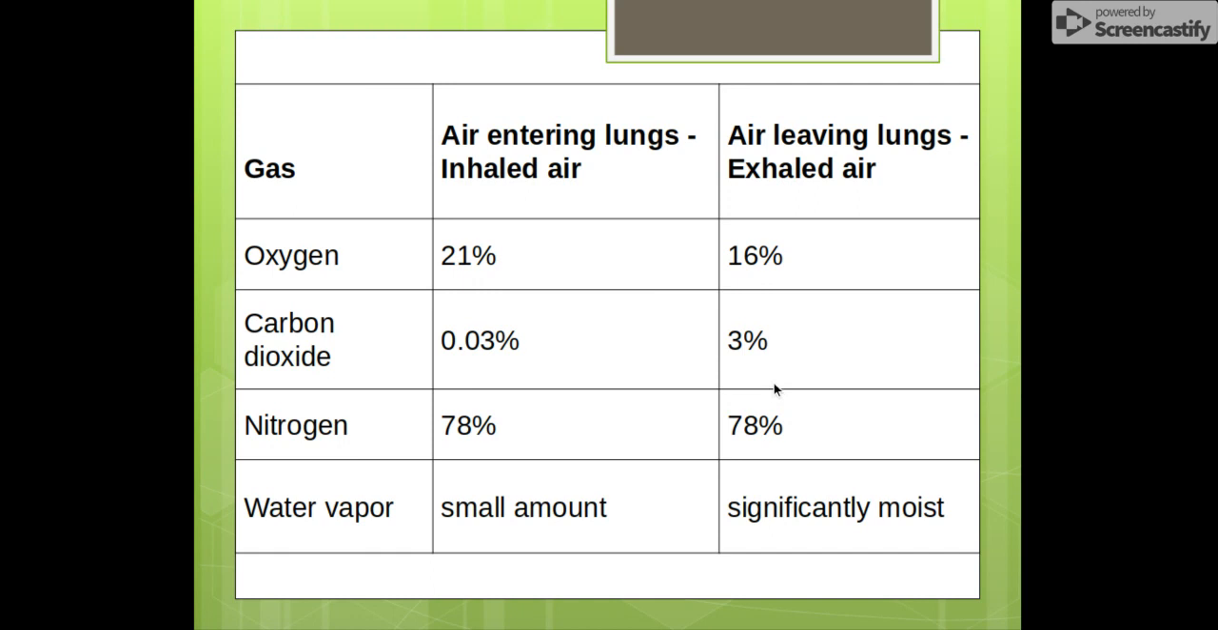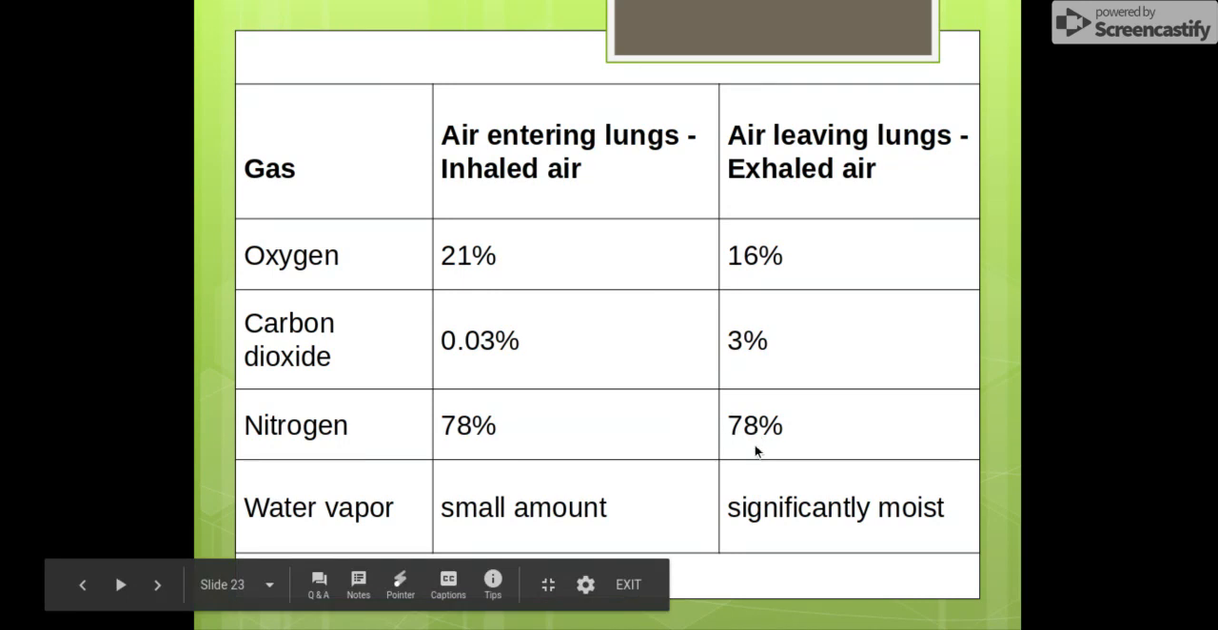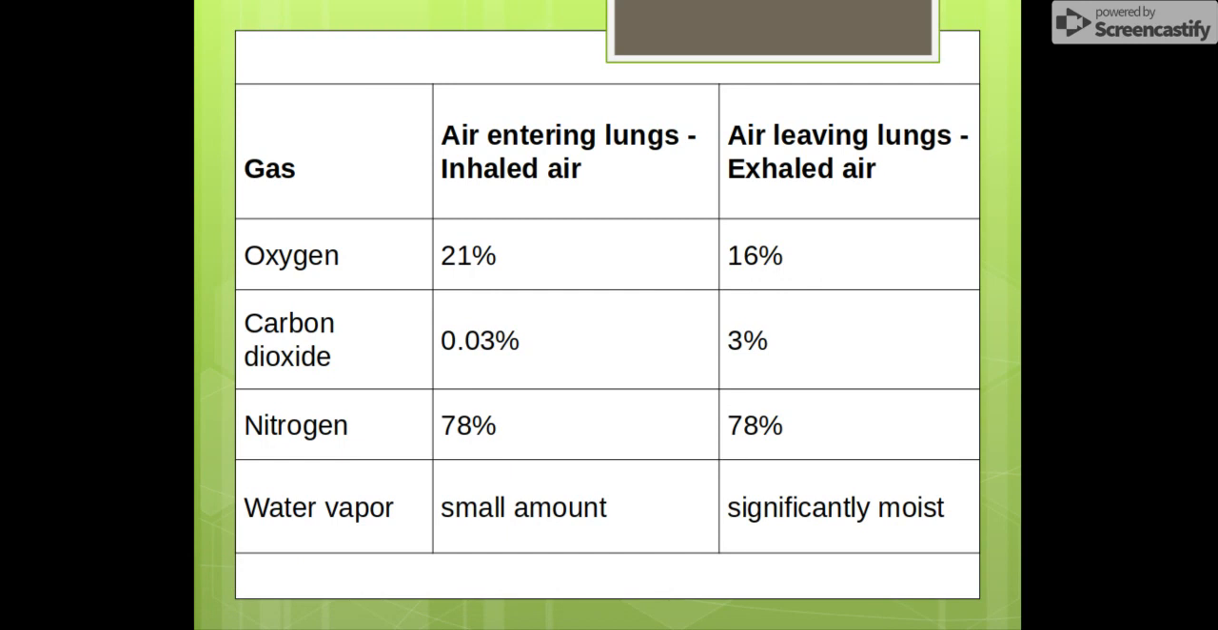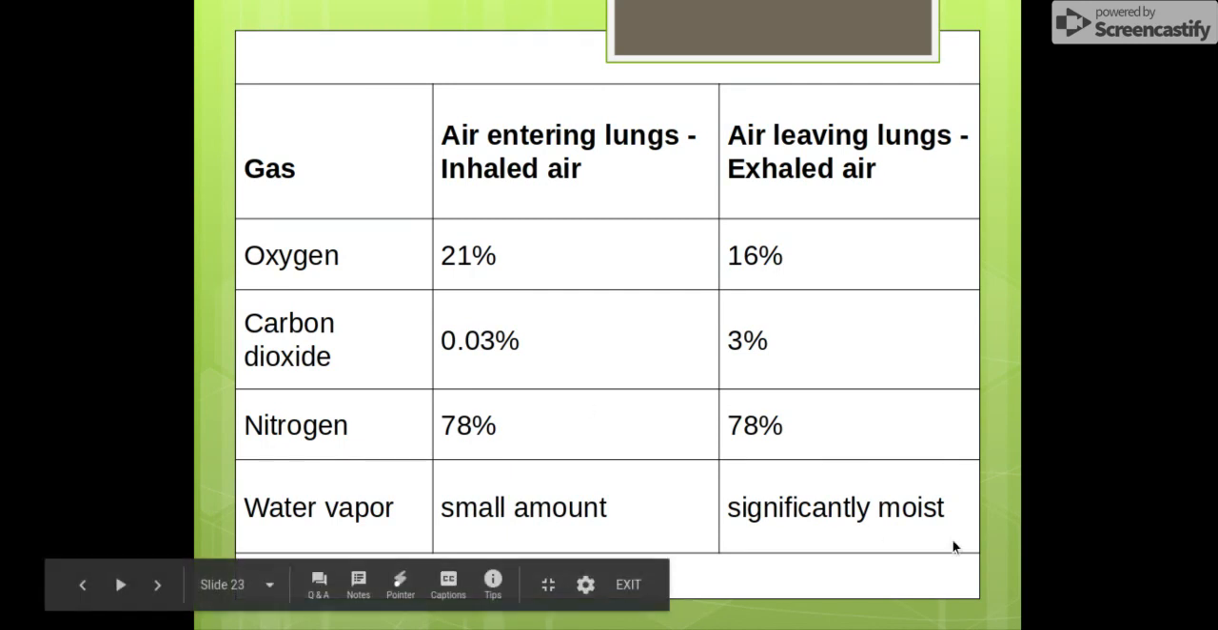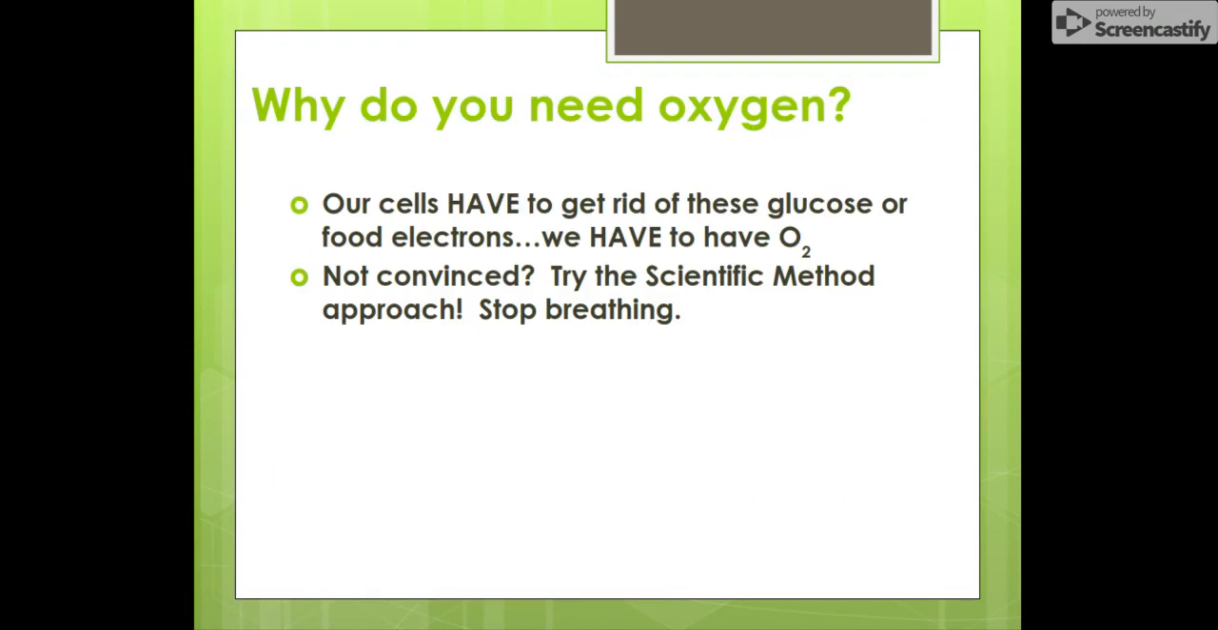Carbon dioxide's up to 3% because we're producing that CO2 by breaking down the glucose. Nitrogen stays the same because we don't use it. And our breath is significantly moist. There's a lot more water vapor in it because we're using this oxygen, bonding it with those electrons and the hydrogen ions, and producing water. So there's a lot more water when we exhale than when we inhaled.